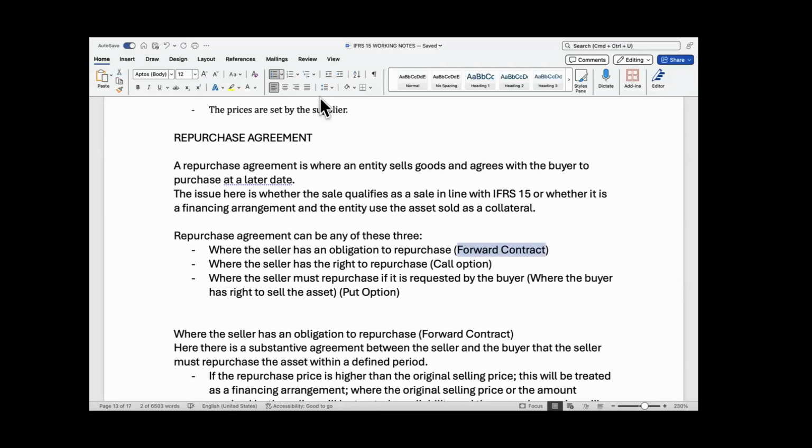Number three is where the seller must repurchase if it is requested by the buyer. That is, where the buyer has the right to sell. That is a put option, where you must buy it if it is requested by the initial buyer. You cannot decline it. That's a put option. Then we picked it one by one.